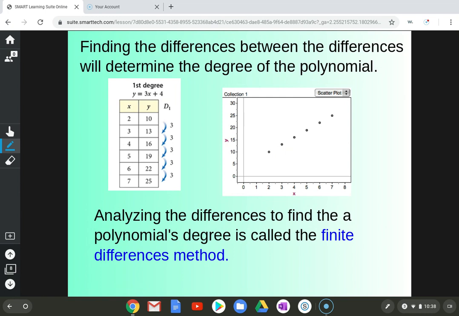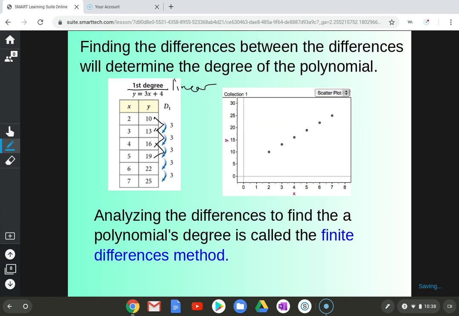All right, we're going to learn how to figure out the degree of the polynomial by subtracting subsequent y values. So if our x values are separated by 1, then as we subtract our y values, 13 minus 10, 16 minus 13, 19 minus 16, if we get the same number every time, then the polynomial ends up being a first degree polynomial, which means, of course, we would call it linear.